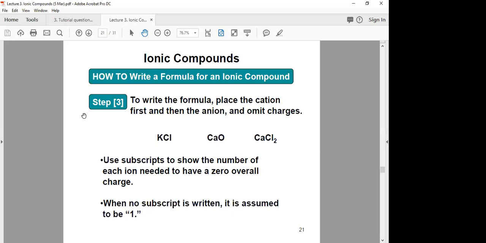Step 3, to write the formula, always place the cation first and then the anion, and omit the charges, because of course in that compound that's been formed, there are no net charges on the compound. Use subscripts to show the number of each ion needed to have a 0 overall charge. So there's a subscript represented there. When there are no subscripts present, then we assume that there's only one of that particular atom.